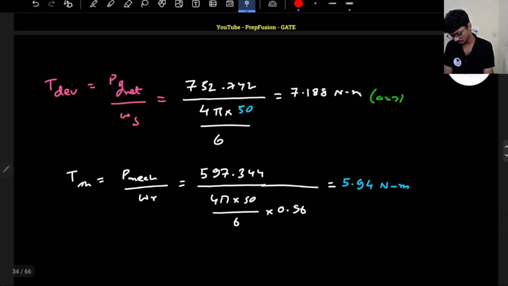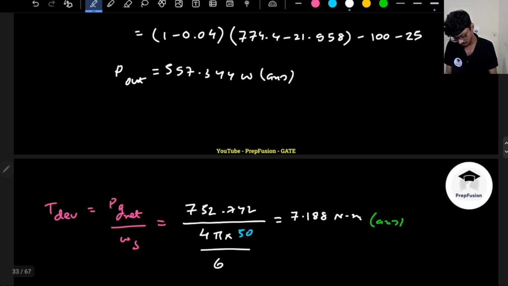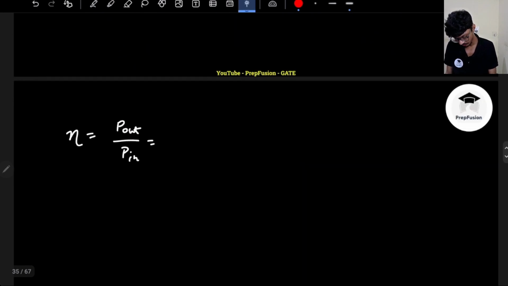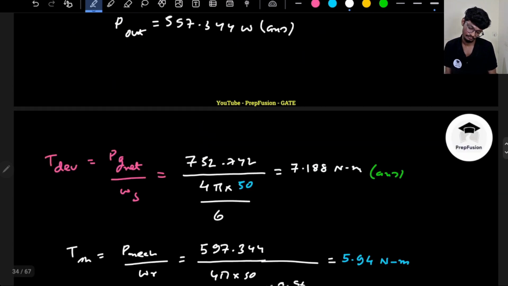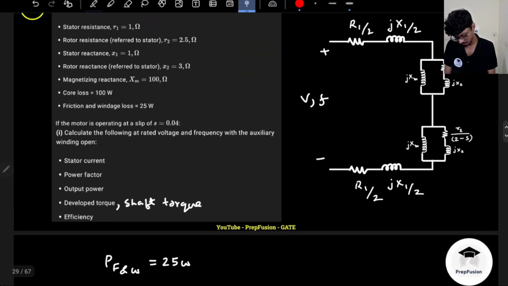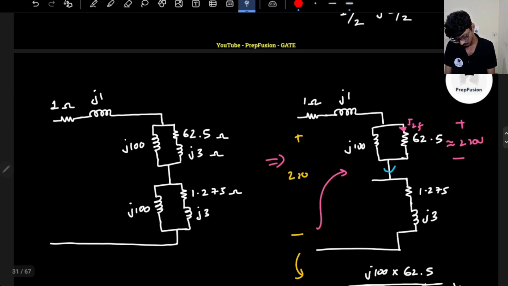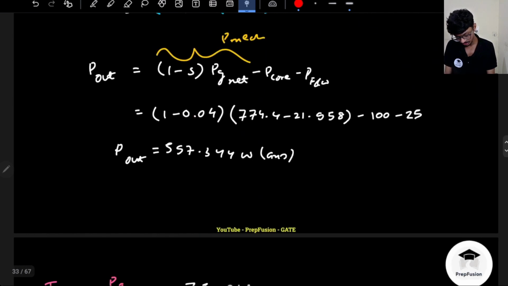Efficiency is very simple. It is basically P out upon P in, right? So what is P in? P out we already know, that is 597.344, into 100, obviously, percentage. So this will be 597.344 divided by P in. So input current I know, input voltage I know, right? So it will be V I cos theta.